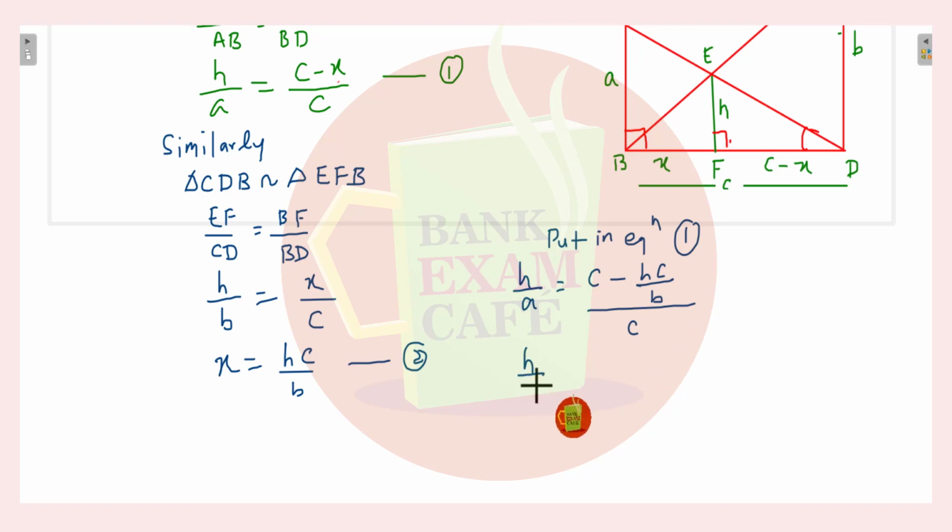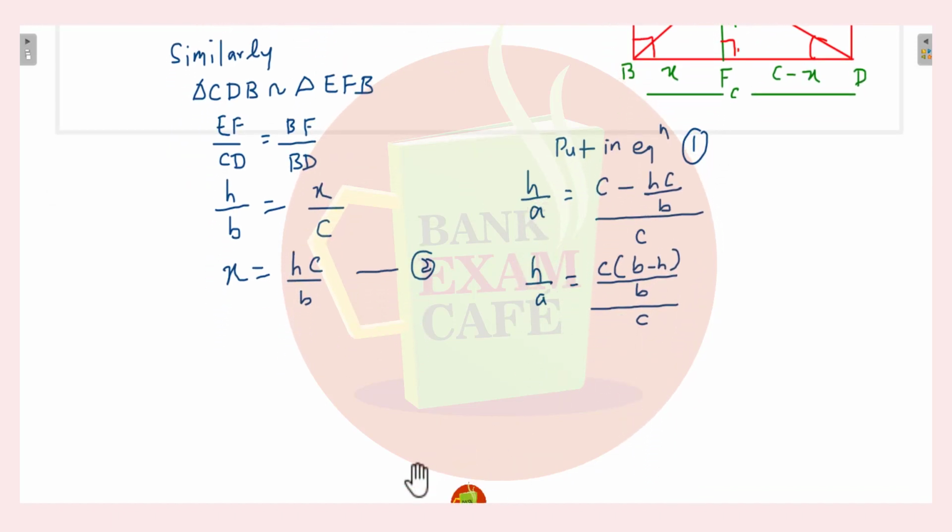So it will be H upon A, which is equal to CB minus HC. We will take B as the common factor, so LCM. Here we will multiply by B, so it will be BC minus HC. Take out C as a common factor, so inside the bracket it will be B minus H, close the bracket, upon B and upon C. So here we can solve this further as this C and C will get cancelled.